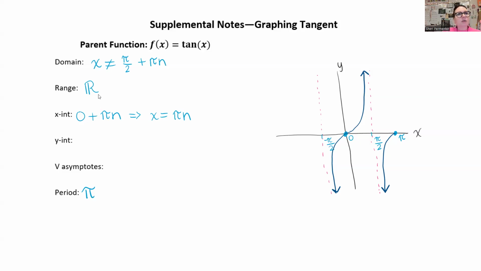The y-intercept, what's the y-intercept? You can see it on the graph. Yep, 0. So y is equal to 0, or we could say (0, 0). That's our y-intercept.